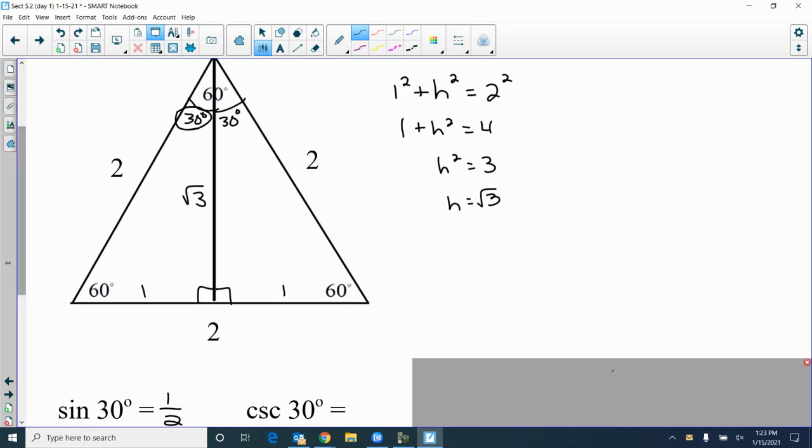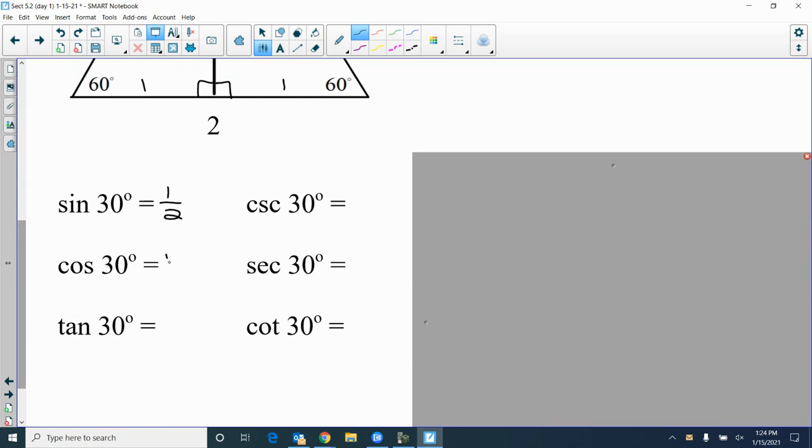All right, here's my 30-degree angle, right? Which one's the adjacent side? That would actually be the square root of 3 side, with the hypotenuse being 2. So it's going to be square root of 3 over 2.